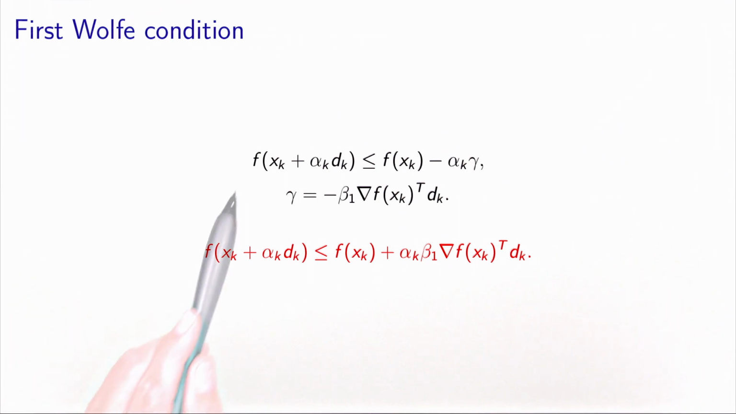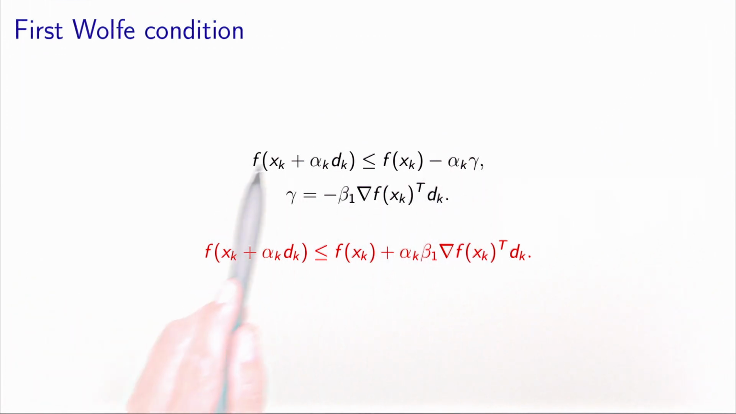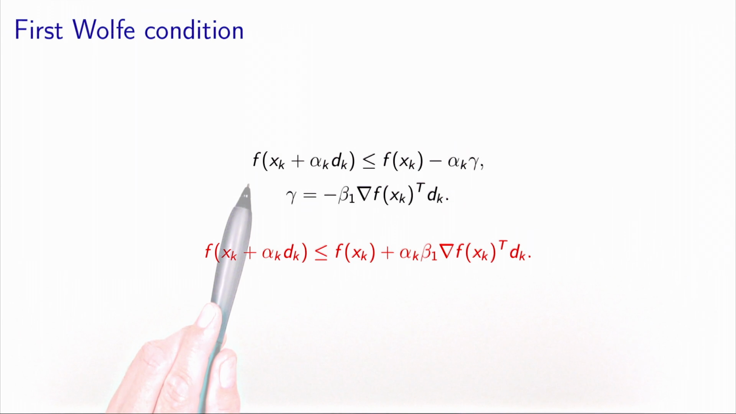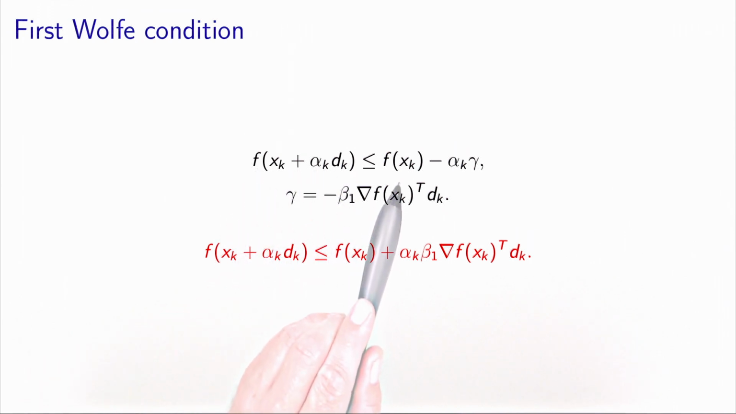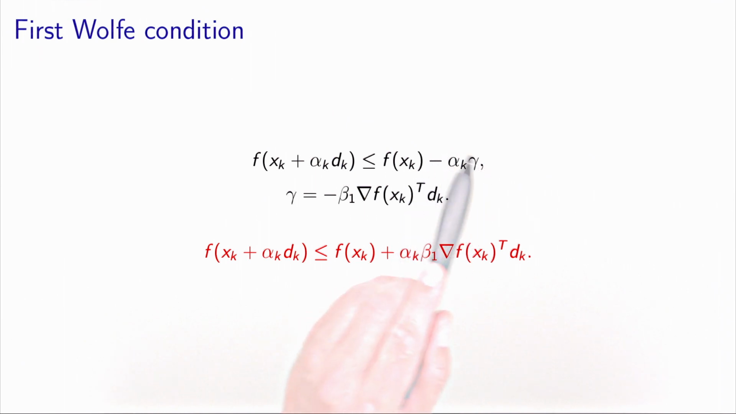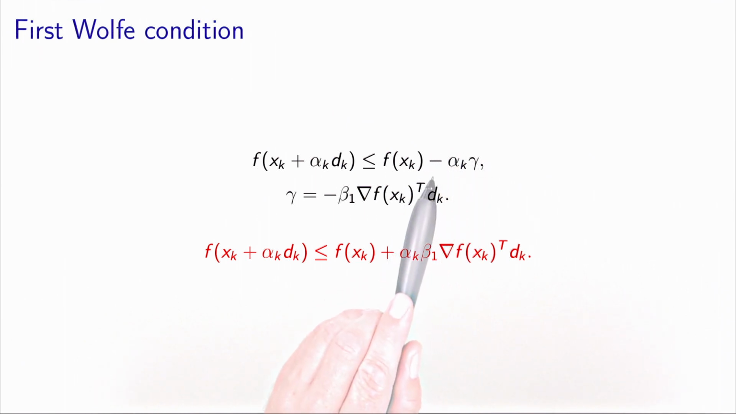So we start with this definition that we have presented as the first idea. That is, the new value of the function must be less or equal to the previous one minus something which is proportional to alpha. And the proportionality factor, based on the second idea that we have just derived, is equal to minus beta 1 times the directional derivative. So putting gamma into the first equation, we obtain this first Wolfe condition.